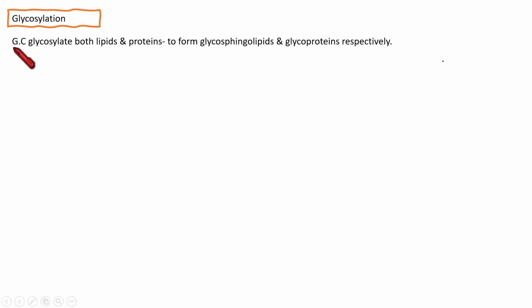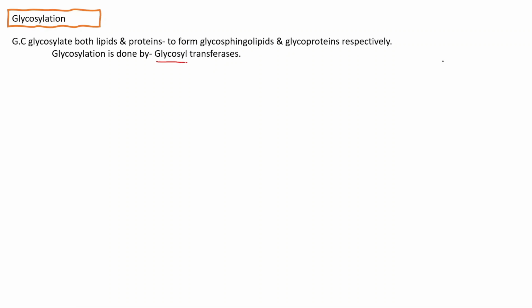Glycosylation, adding glucose units to some substrate. So the Golgi complex glycosylates, meaning it adds glucose units to both lipids and proteins. After adding the glucose or carbohydrate moiety, the lipids will be converted to glycosphingolipids, and proteins will be converted to glycoproteins. Okay, so glycosylation is another function of the Golgi complex, and that glycosylation is done by an enzyme.